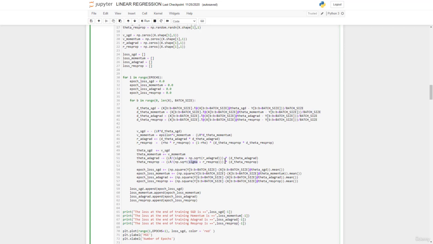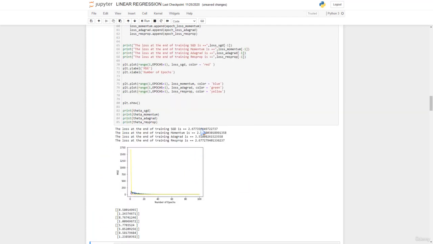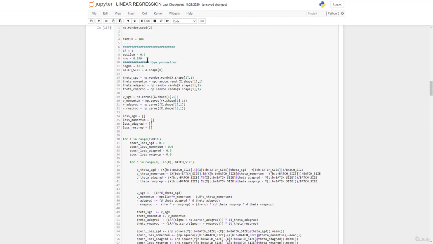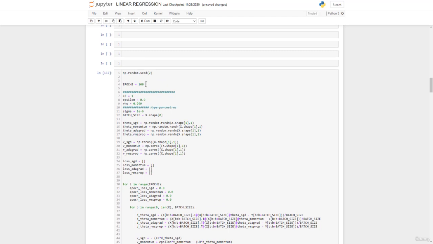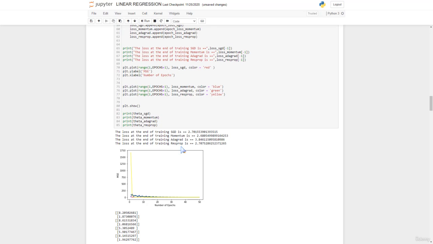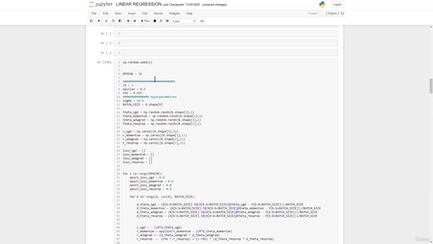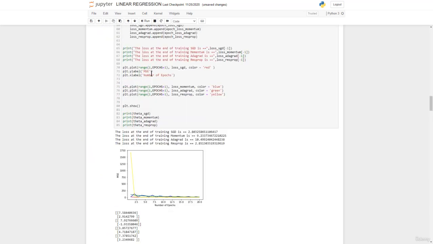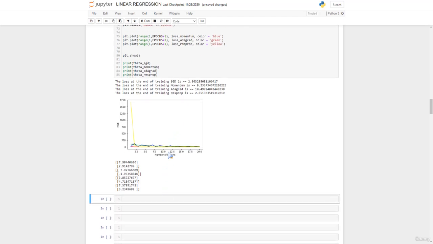And then we have times the theta RMS prop. As usual, we have this, and then we plot this. So plotting, we have something like this. This is actually after 100 epochs. We could take this to 50 to see how they behave, or let's reduce this, say 20. We see how after 20 epochs, the RMS prop algorithm performs second best just after the SGD algorithm.